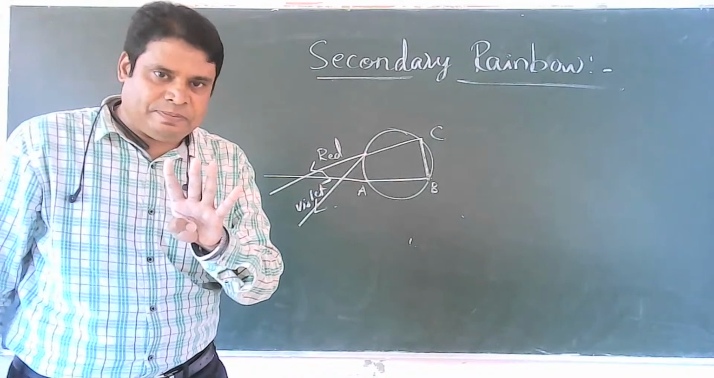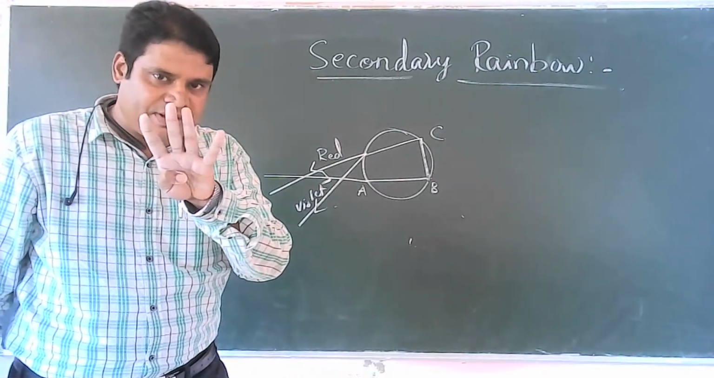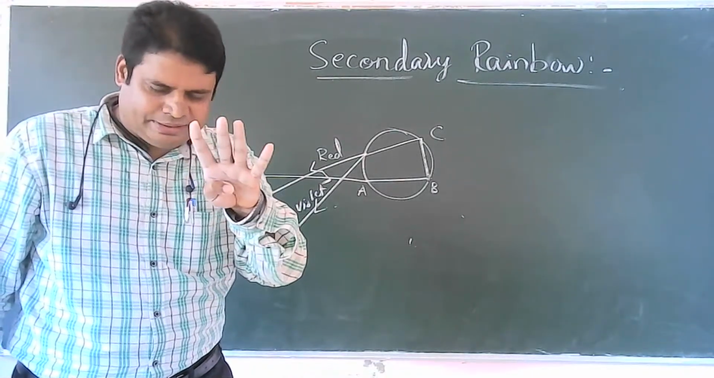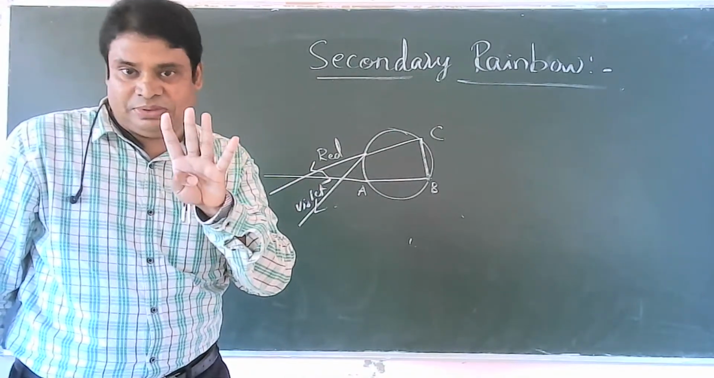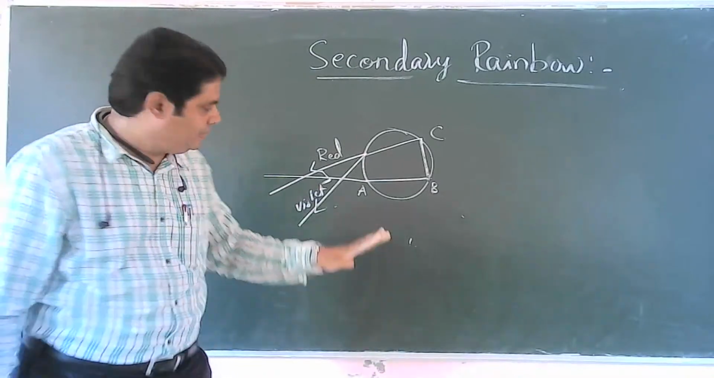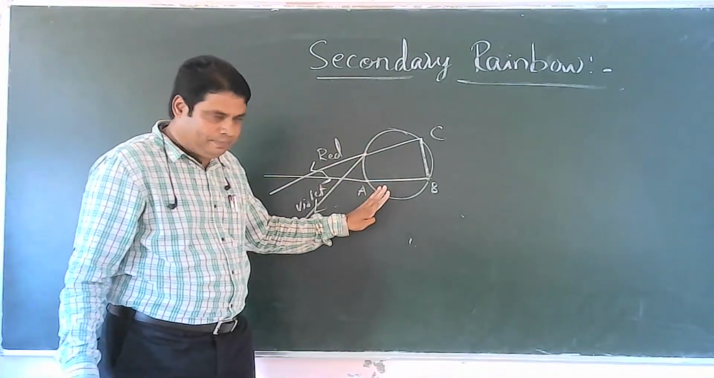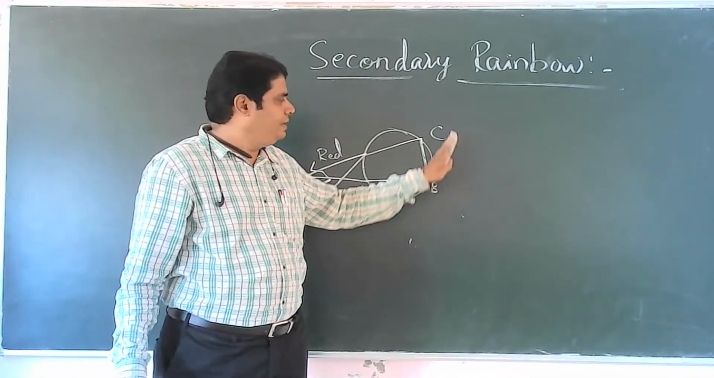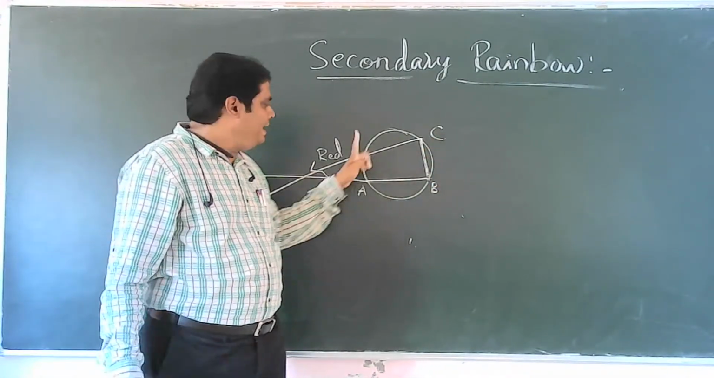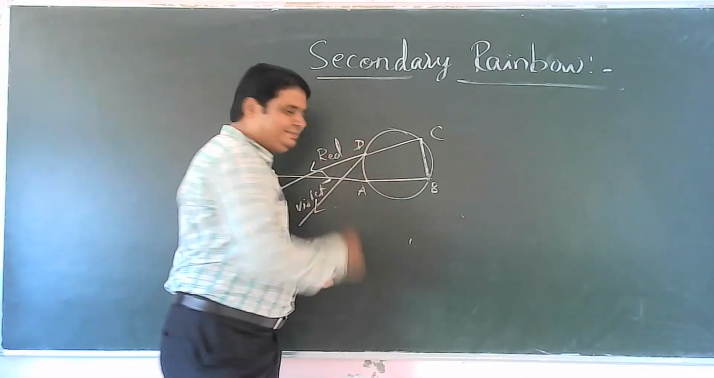Your secondary rainbow is a four-step process: refraction at A, reflection at B, total internal reflection at C, and refraction at D.